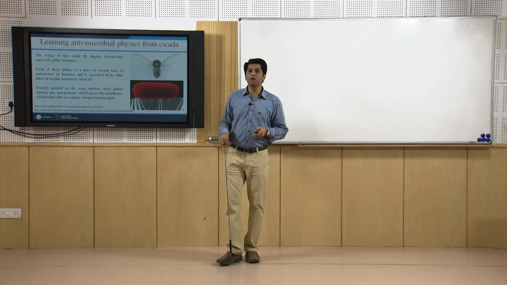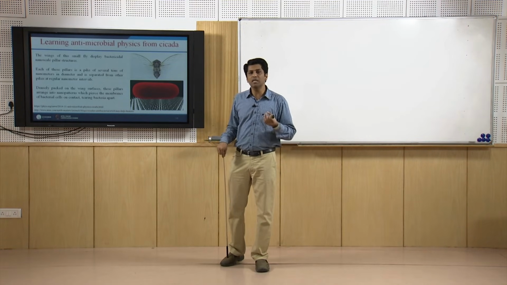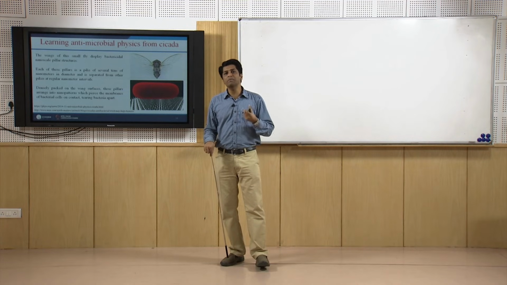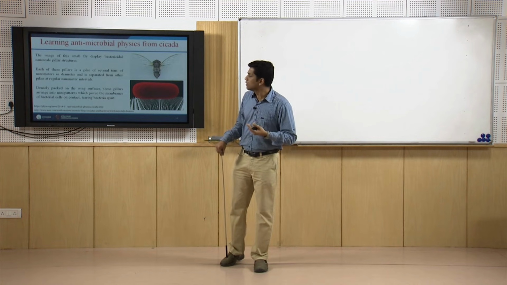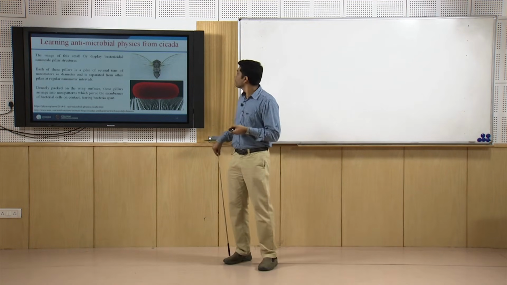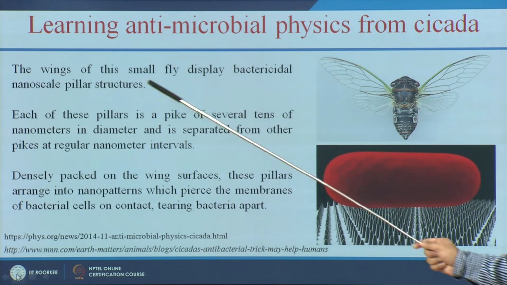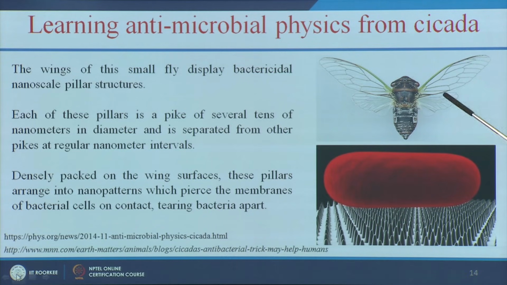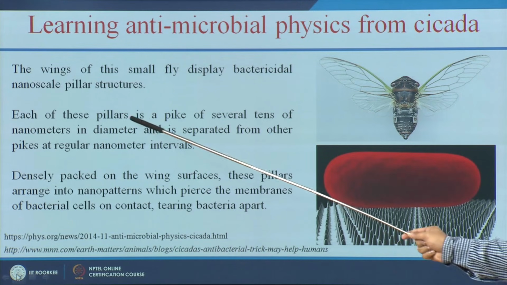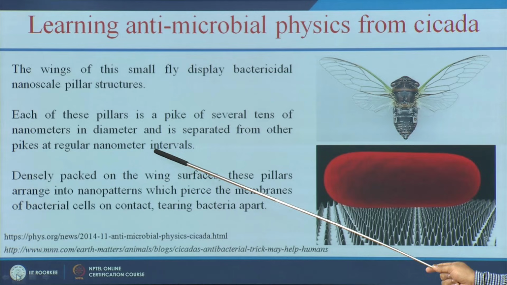And one of the major problems we are facing nowadays is microbes like bacteria getting resistant to antibiotics. So we have to develop new antibiotics to kill all those bacteria, and it is getting worse day by day. So what we can do is take the idea from nature. One important example is the cicada fly. The wings of this small fly have a nanoscale pillar structure. You can see here these wings have this kind of nanoscale pillar structures, and these pillars are nanometers in diameter and separated at a nanometer interval.